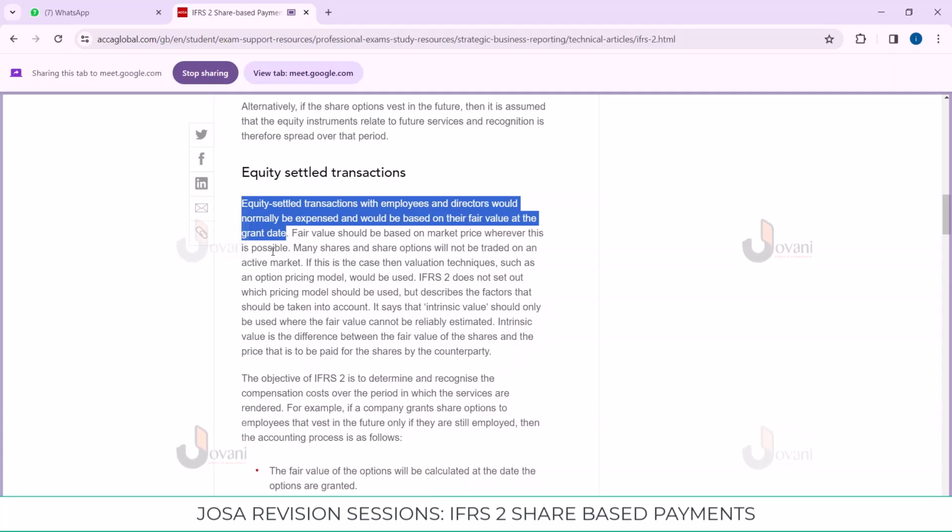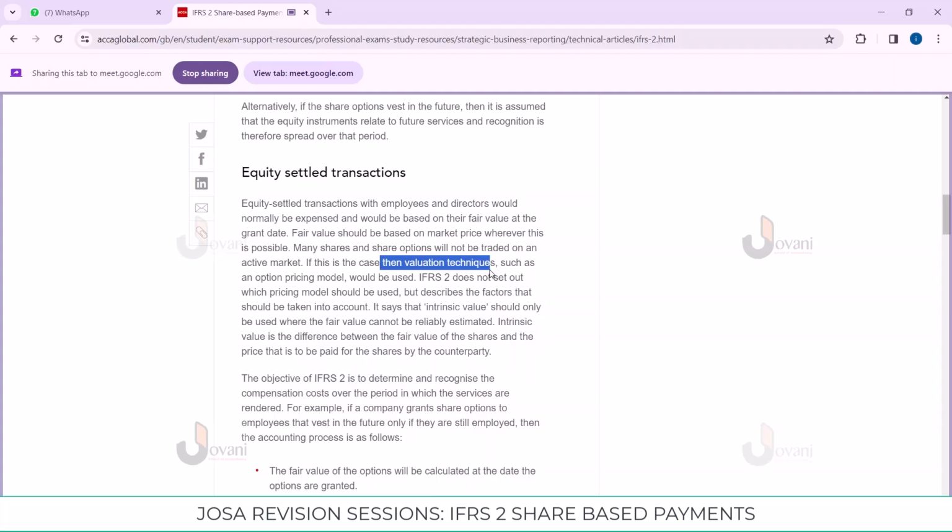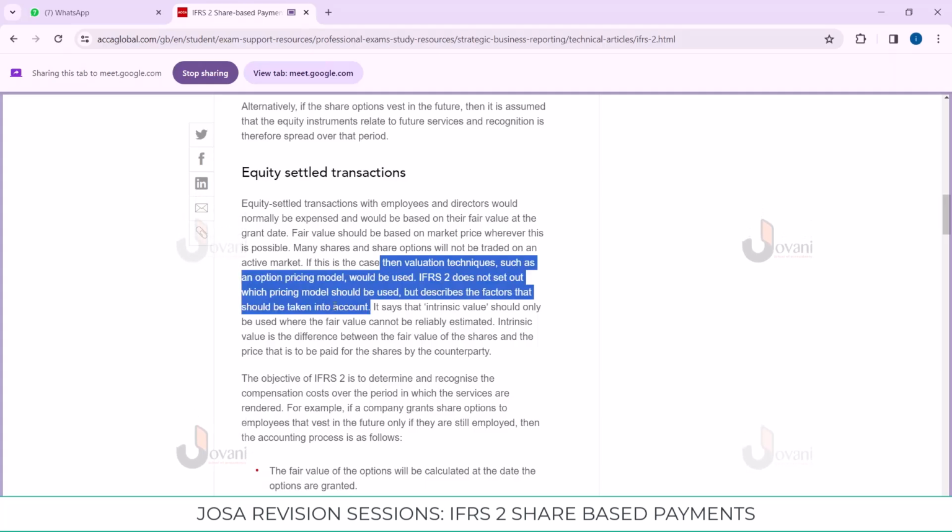Many shares and share options will not be traded on an active market. If this is the case, then valuation techniques such as an option pricing model would be used. However, IFRS 2 does not set out which pricing model would be used, but describes the factors that should be taken into account. Yes, we are going to cover these pricing models in AFM. Those who are going to take up AFM, we have something like BSOP, the Black-Scholes option pricing model. We shall cover them in detail.